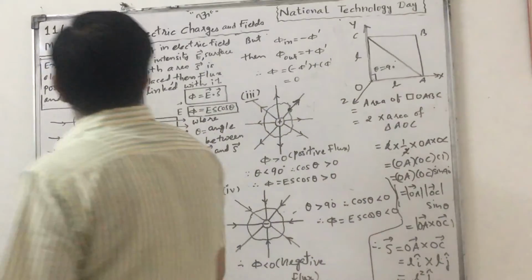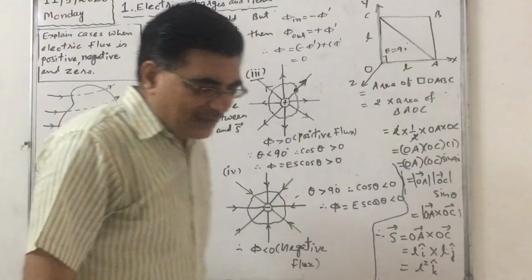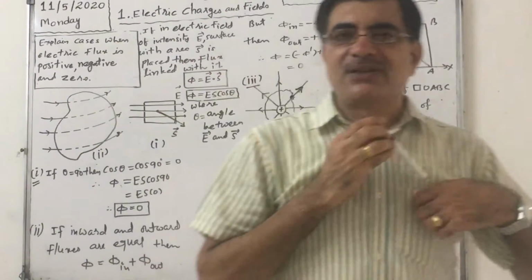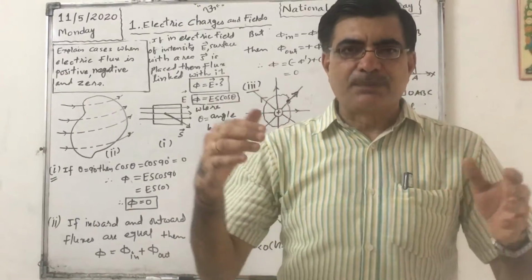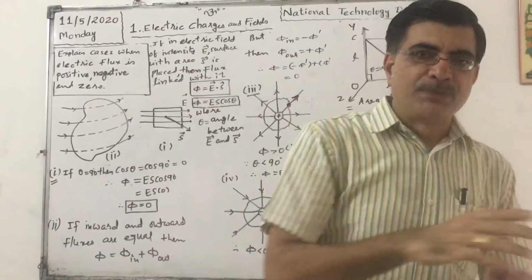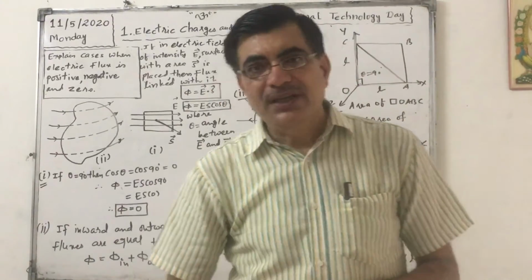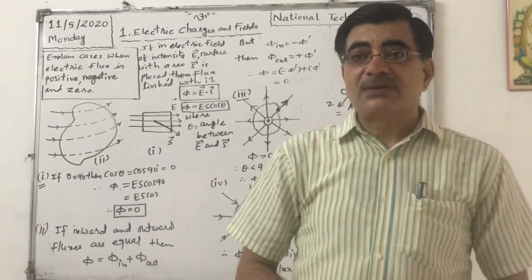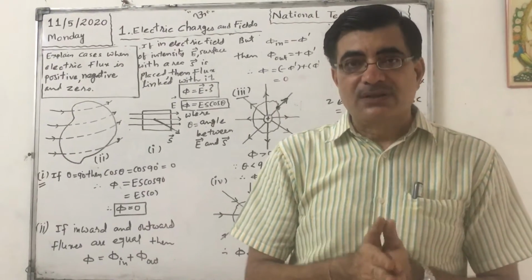We are discussing electric charges and fields. Yesterday we discussed electric flux. What is electric flux? It is the total number of electric field lines passing through any surface. Now, flux can be positive, negative, and zero. We have to discuss the cases of this.